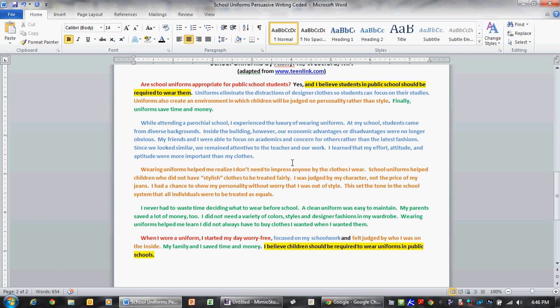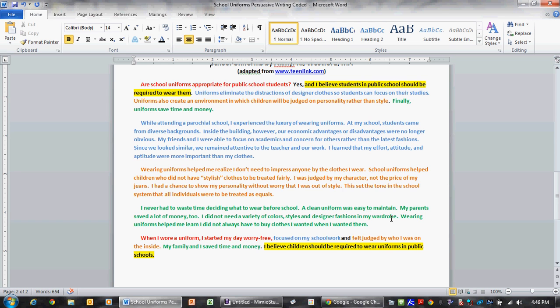The second paragraph that we have in the body here, or our third paragraph overall, talks about the reasons or the ideas supporting our second reason, creating the environment where children will be judged on their personality rather than the style. And we can see that worded right here. I was judged by my character, not the price of my jeans.